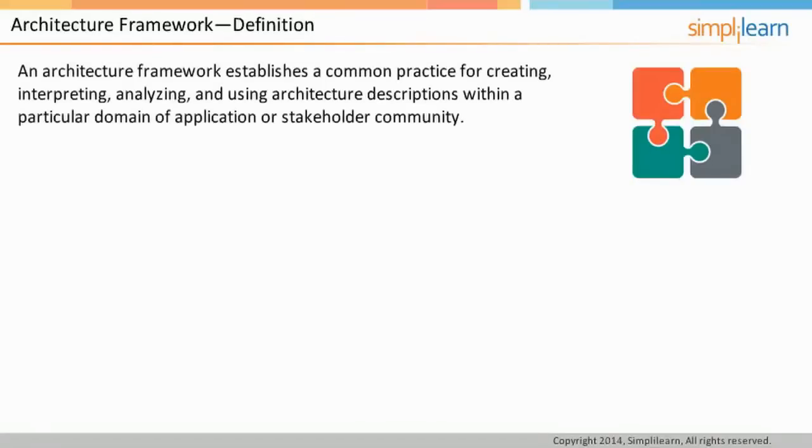In this screen, we will look at the definition of architecture framework in detail. ISO 42010 defines architecture framework as: an architecture framework establishes a common practice for creating, interpreting, analyzing, and using architecture descriptions within a particular domain of application or stakeholder community.